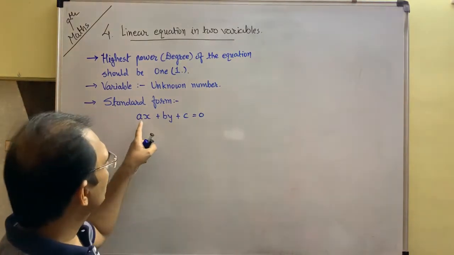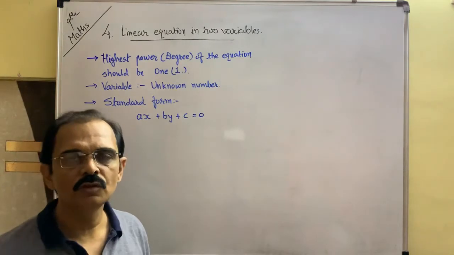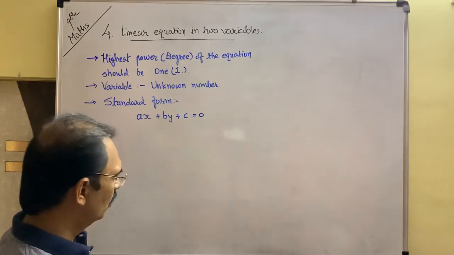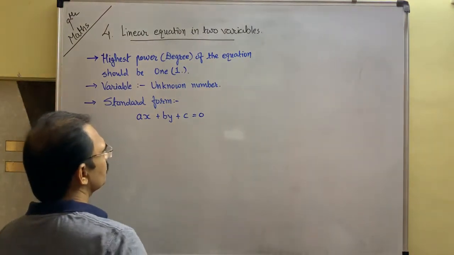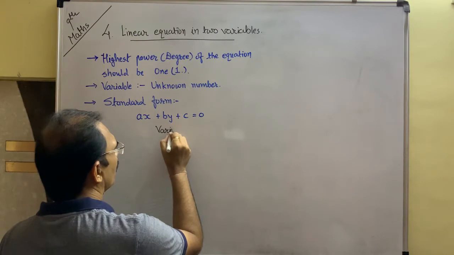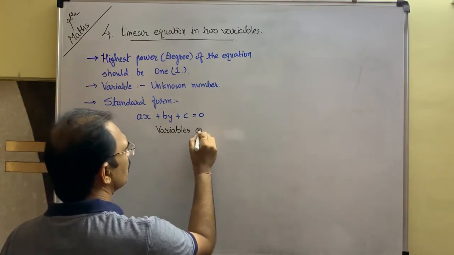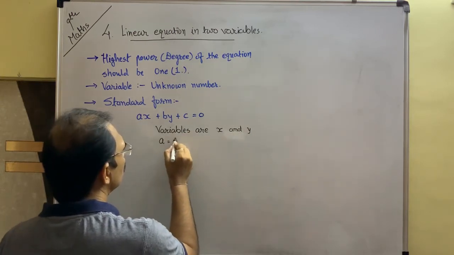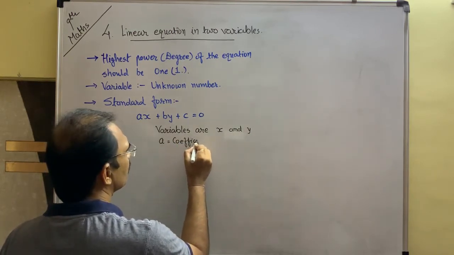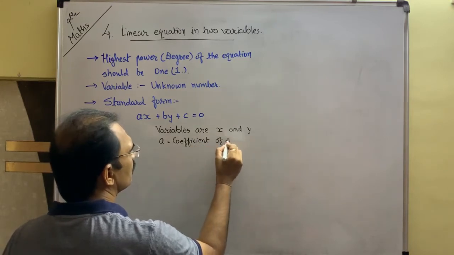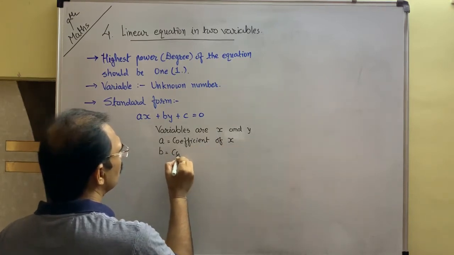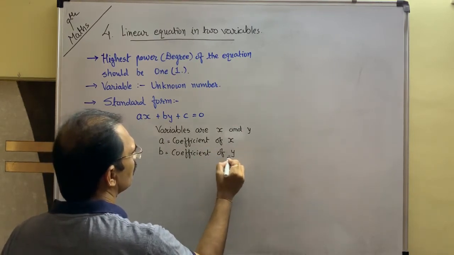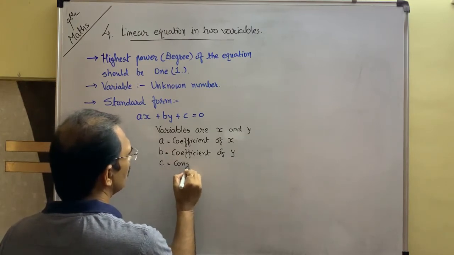So here we use ax plus by plus c equals to 0 as the standard form of this linear equation in two variables. Here the variables are x and y. a is the coefficient of x, b is the coefficient of y, and c is the constant term.